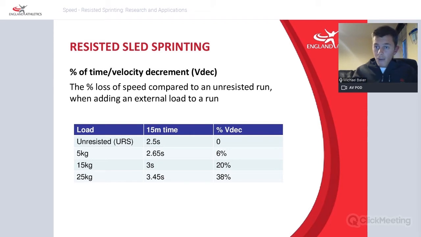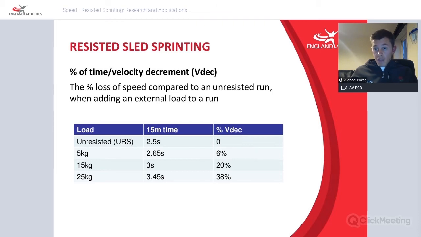So within the literature, and we'll come on to some of the summary statements in a minute, it might talk about using a weight above 30% velocity decrement for early acceleration. So if you wanted to work on initial acceleration, 5 kilograms and a 15 kilogram load might not be enough, because that might only result in a 20% velocity decrement or less. If the research is saying use above 30% velocity decrement, you might have to use 25 kilograms on the sled, and so on and so forth. So that's how the percentage of velocity decrement works.